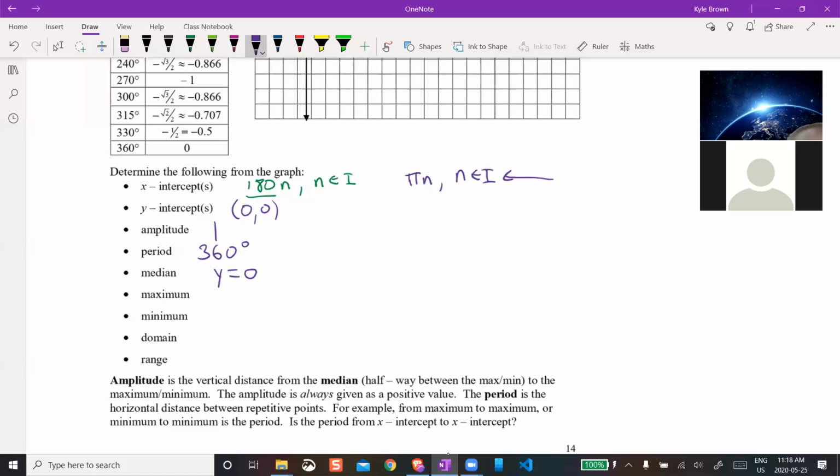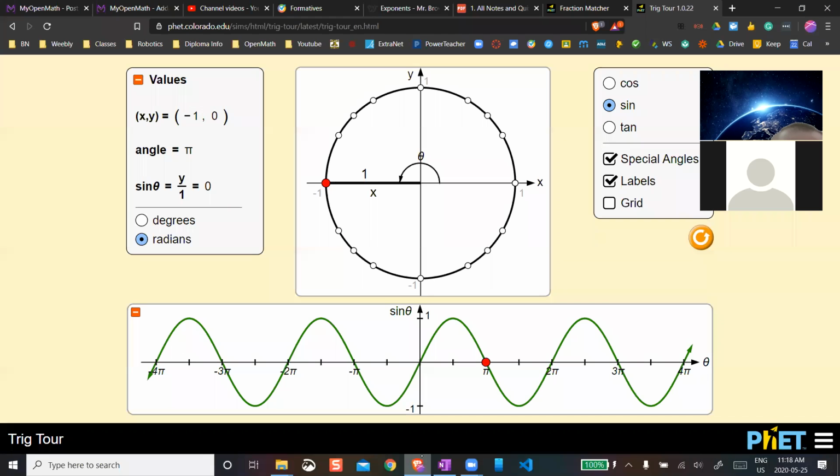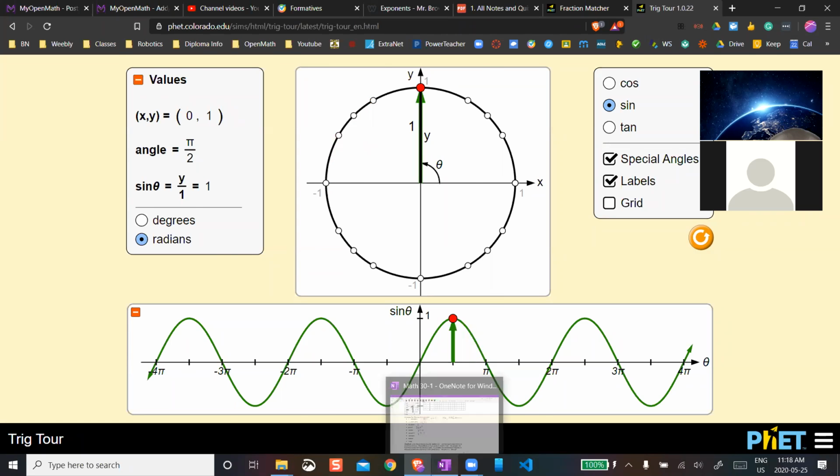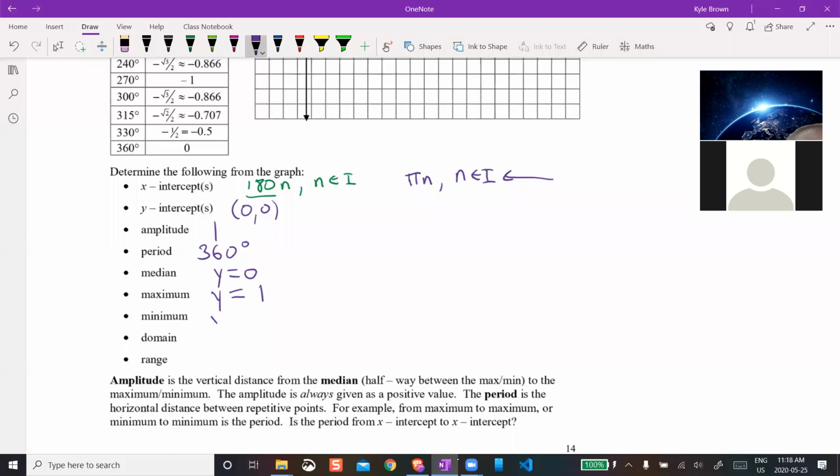Maximum, all right, so the maximum is going to be at y is equal to 1, right? That's as high as that thing ever gets. It only ever goes up to 1 and then goes back down again because we're on a unit circle, right? The arm of this thing is only at 1. It can only ever get to 1 at the top, right? So then the minimum, y is equal to -1.